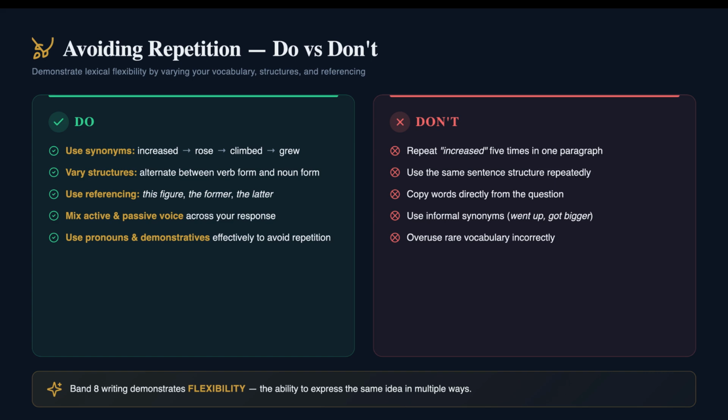So, band 8 writing demonstrates flexibility. Band 8 candidates demonstrate flexibility, which means they show that they are capable of playing with synonyms and different sentence structures. They know how to use active and passive voice in the right situation. In other words, the ability to express the same idea in multiple ways.